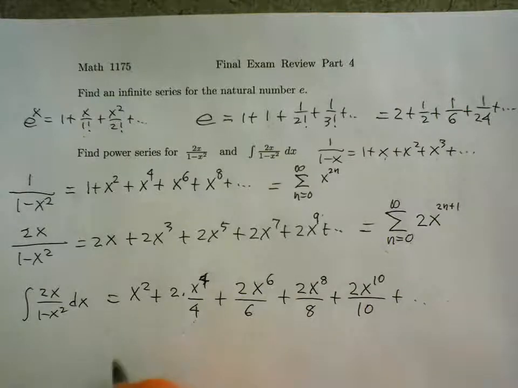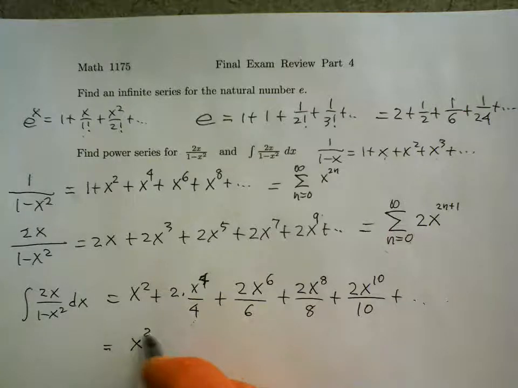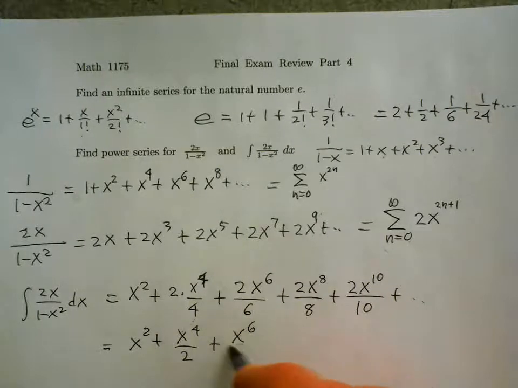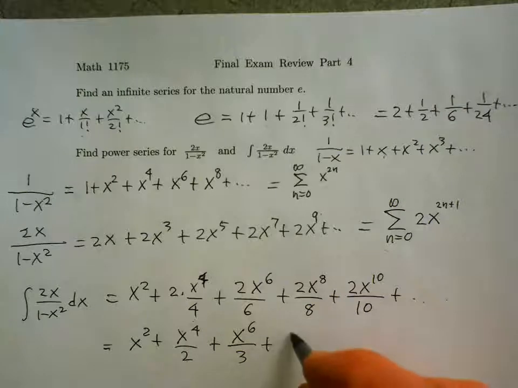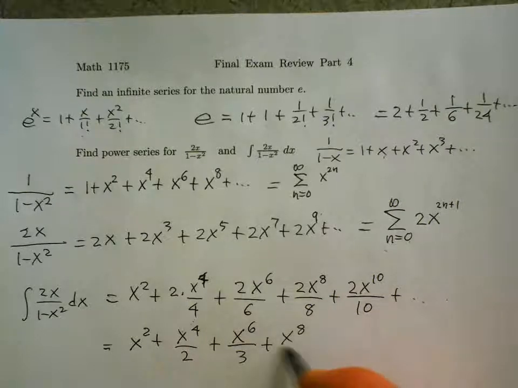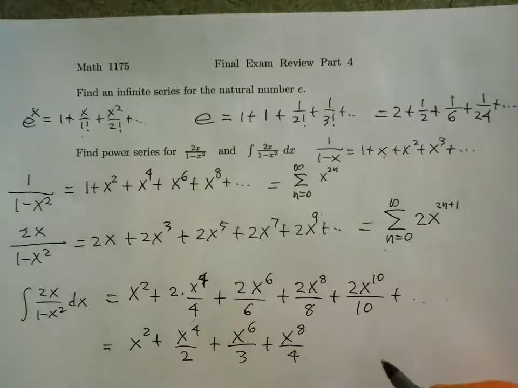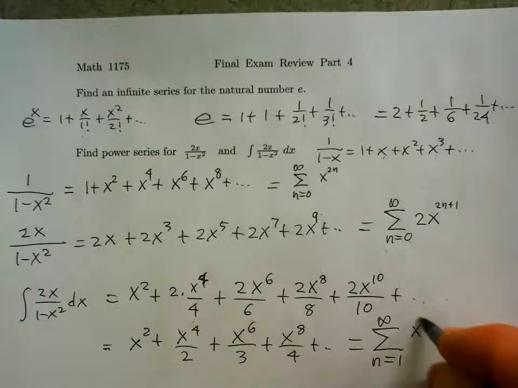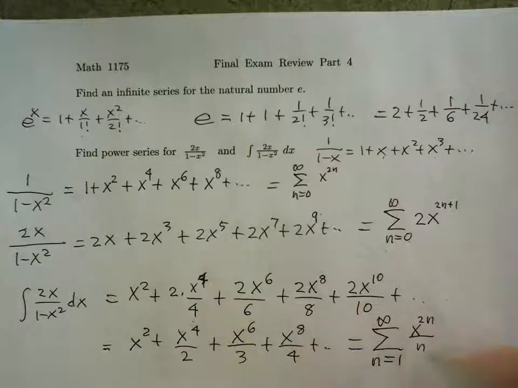But we can simplify these, and it works out pretty nicely. We get x squared plus x to the 4th over 2, plus x to the 6th over 3, plus x to the 8th over 4. So you get the picture, and then in sigma notation, I'm going to start at n equals 1. So we get x to the 2n over n.